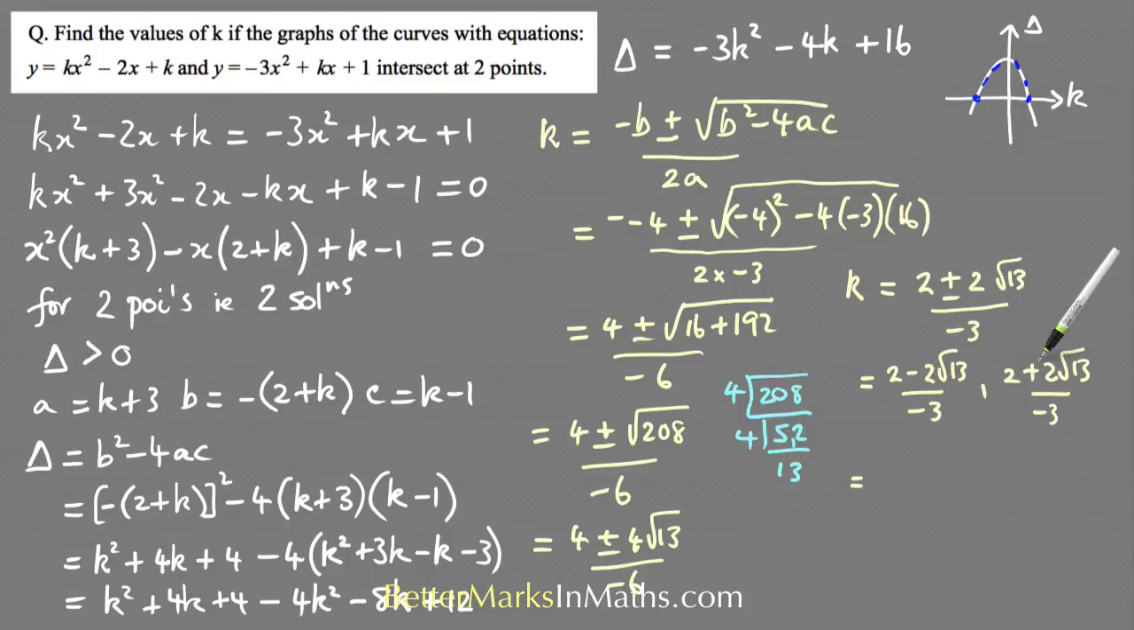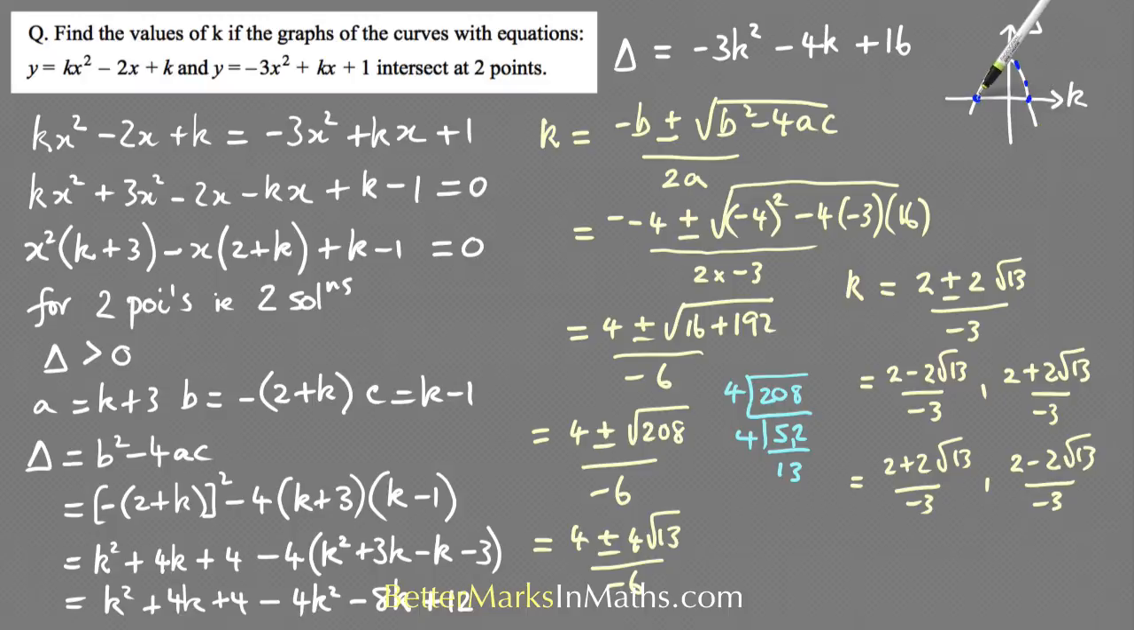So just looking at these two numbers, this on the top here is positive, so positive divided by a negative is a negative. And looking at this on the top here, 2 times the square root of 13, the square root of 13 is about 3 point something, so 2 times 3 is 6. 2 minus 6 is minus 4, so you've got a negative on the top divided by a negative, which is a positive. That means this one's actually the smaller number. So I'm going to put that on the left down here, so 2 plus 2 root 13 on minus 3, and then this one on the right, so 2 minus 2 root 13 on minus 3.